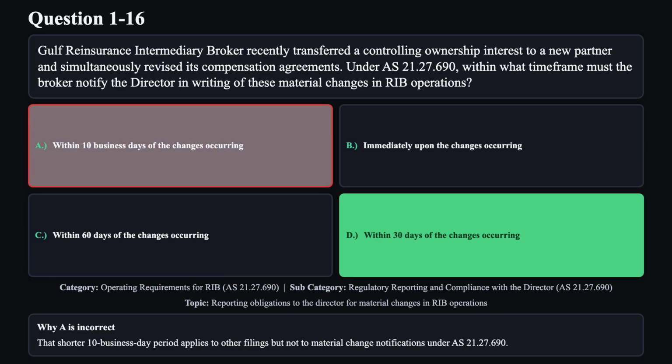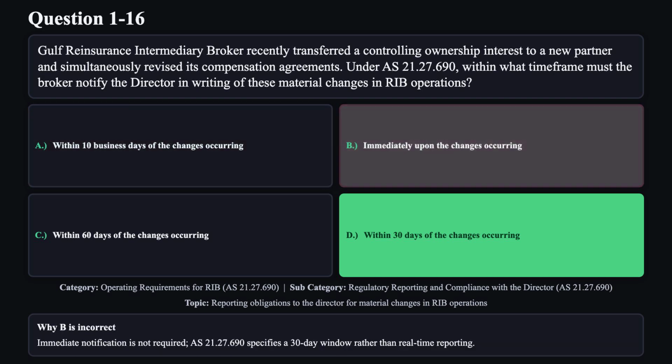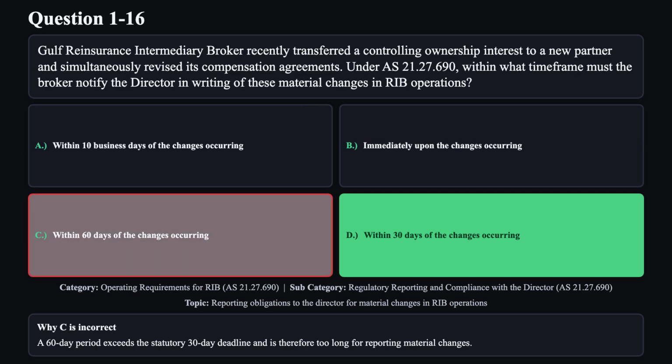Reason A is not correct. That shorter 10 business day period applies to other filings but not to material change notifications under AS 21.27. Reason B is not correct. Immediate notification is not required. AS 21.27 specifies a 30-day window rather than real-time reporting. Reason C is not correct. A 60-day period exceeds the statutory 30-day deadline and is therefore too long for reporting material changes.